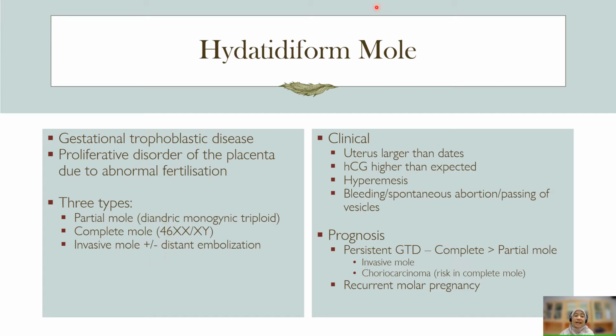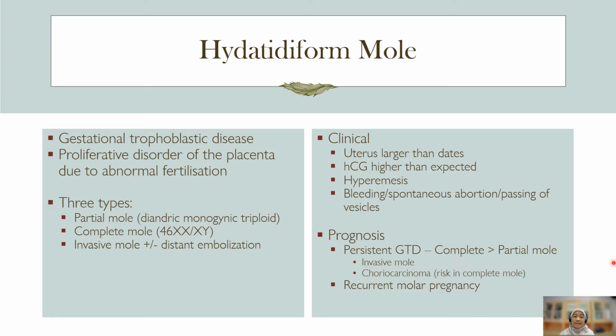In clinical setting, how do we recognize molar pregnancy? The size of the uterus might be large for gestational age. The serum HCG level is highly elevated, more than in normal pregnancy, so that clinically the patient tends to complain about hyperemesis. We also might find spontaneous bleeding or abortion. In some cases, the patient passes the mole vesicles through the vagina.